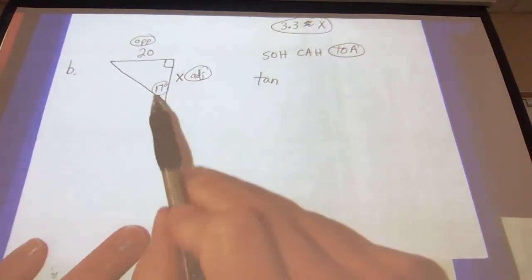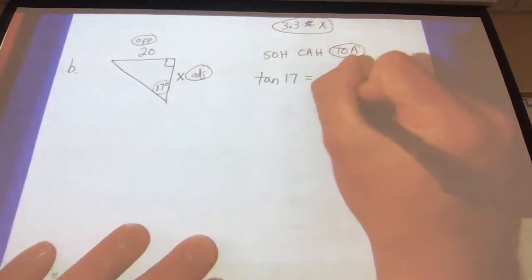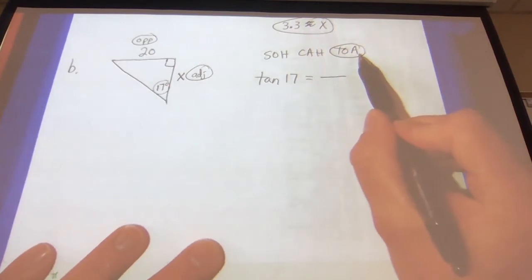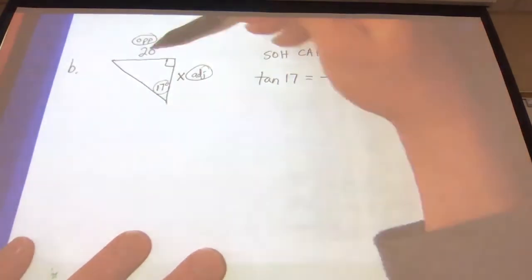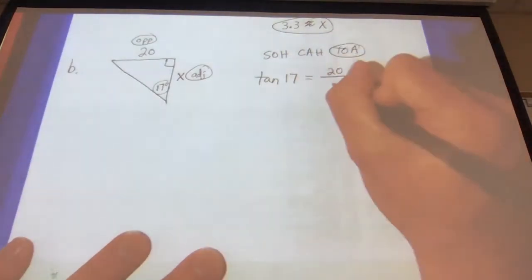Behind the tangent abbreviation, we'll put the angle, which is 17 degrees. We've got your equal sign. The fraction on the right is going to be the OA, the opposite over the adjacent. Tangent is always opposite over adjacent. The opposite side is 20. The adjacent side is x.